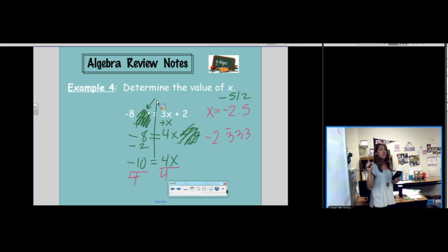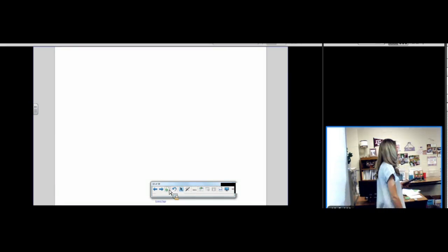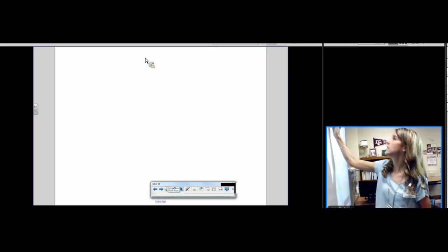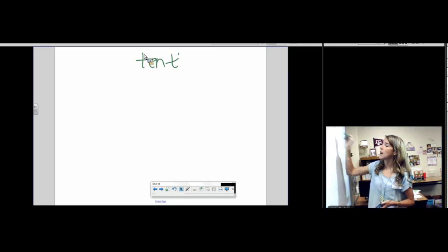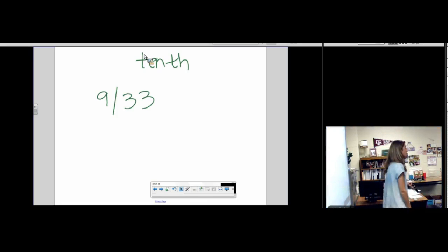Because guys, on the test, what if the answer choices are in fraction form, not in decimal form? You need to know how to go back and forth. Okay, the last thing I want to do with you before I give you your worksheet is practice rounding. I want you to round to the nearest tenth, and I want you to round this number. Give me that number to the nearest tenth. Yes, use your calculator. I want to make sure you know how to round.